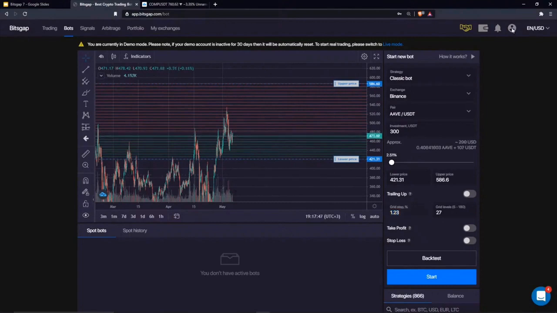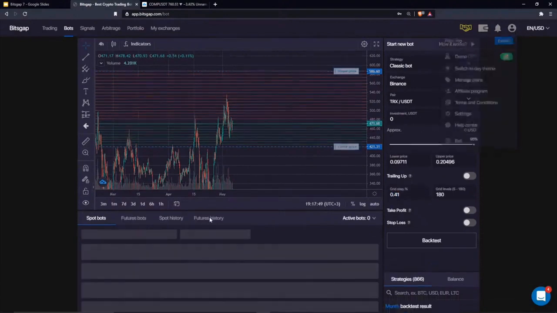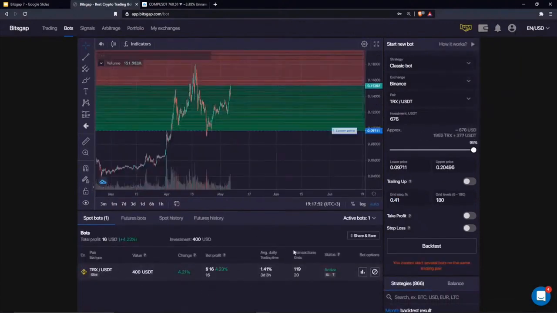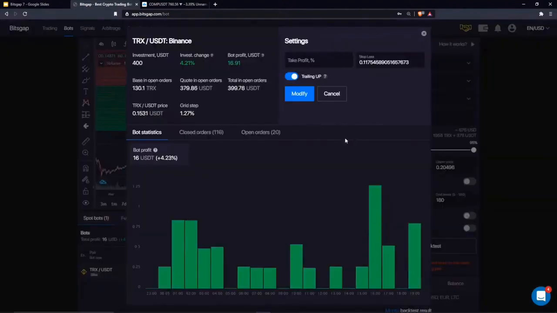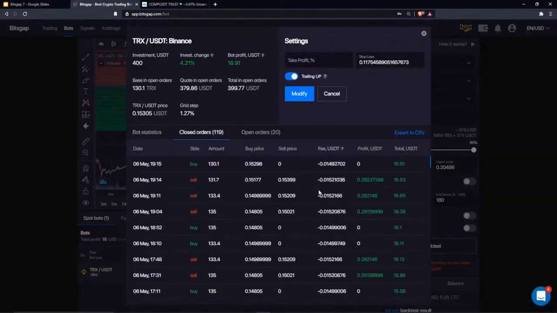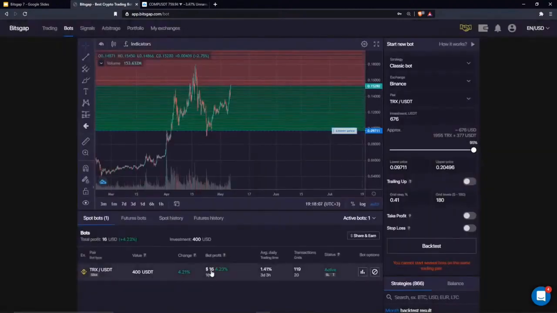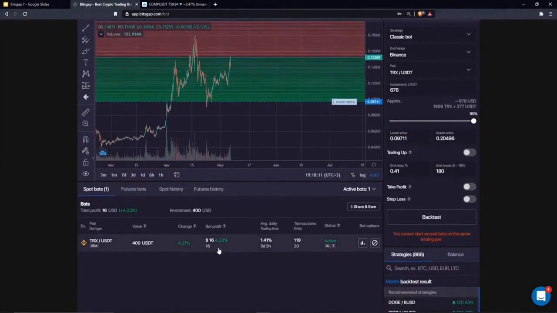So that means that the profit you see, like in my case of Tron, is net of all fees. In closed orders, you see the fee for each execution, because for each buy and sell order we need to pay the fee, and it's taken into account. So the profit you see here is net of all fees. So that's your pure profit. It's something that you already possess. That's something that is already on your balance and you can use it.